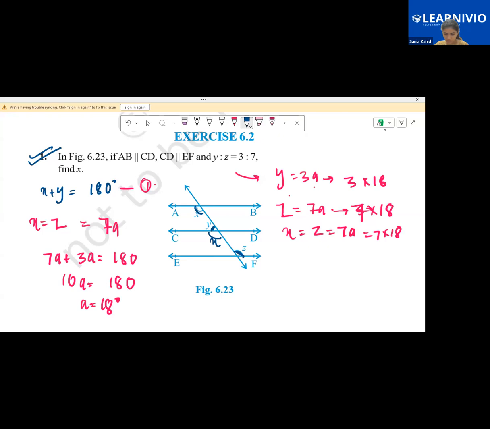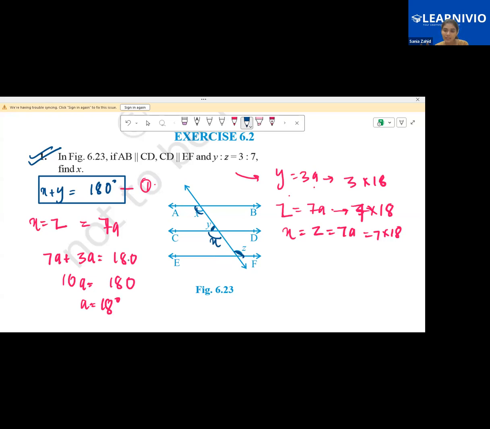Ma'am, can you explain why 7a plus 3a equals 180 degrees? See, I have x plus y is 180. You understood why? Yes. No. X plus y is 180 because x and y are co-interior angles. That is why. Okay. Then the value of x is 7a. Why is that 7a? Because x is equal to z. So the value of x is 7a.